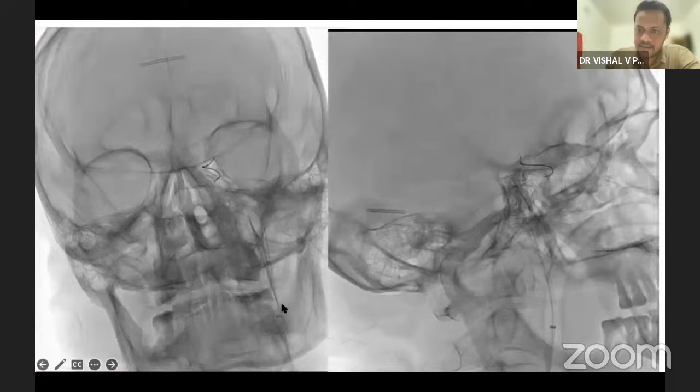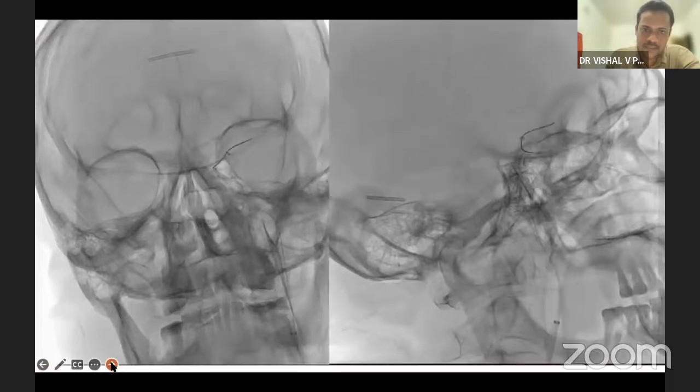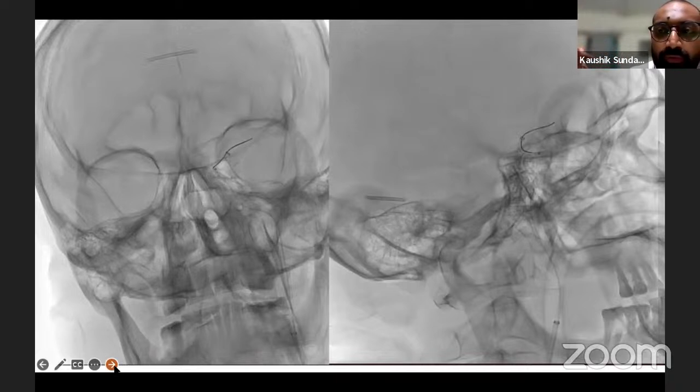Then take the React microwire and microcatheter and reach the distal ICA segment. Okay. And then done actually Sophia Plus and then aspiration. Did you use a React or you used a Sophia? Or both? Sophia Plus. You used Sophia only.